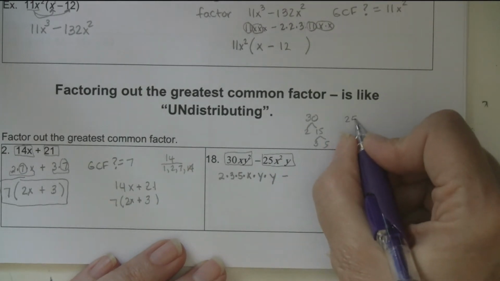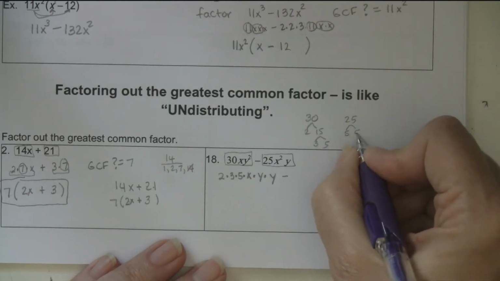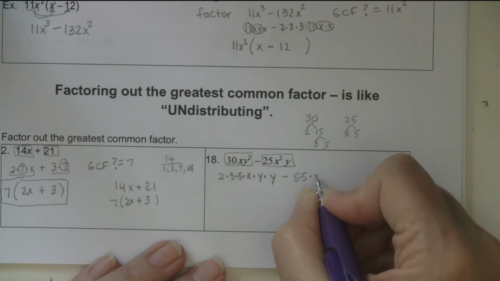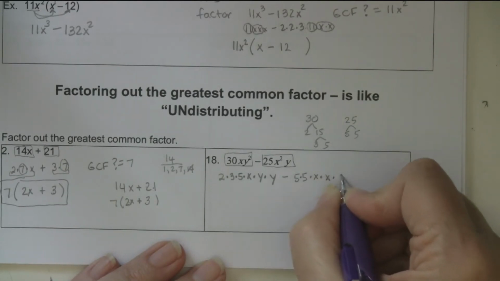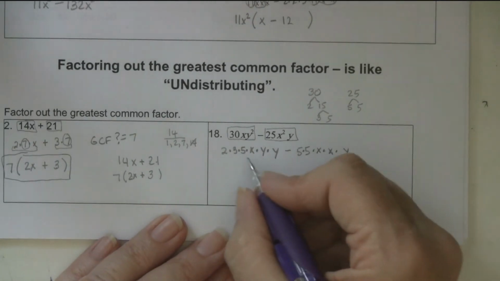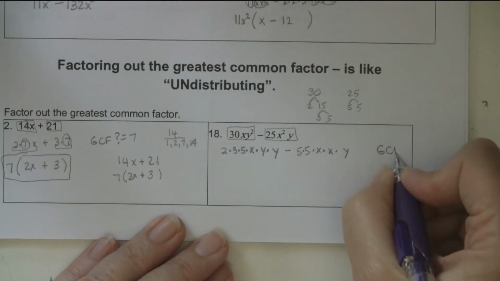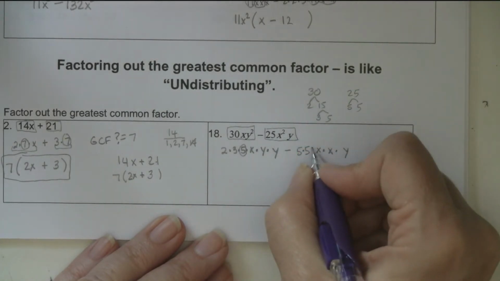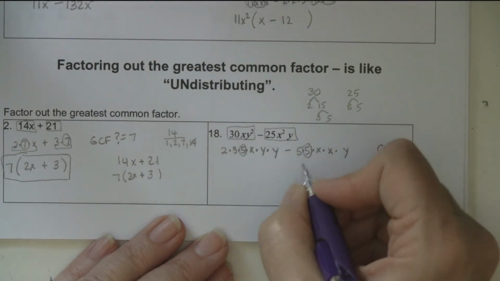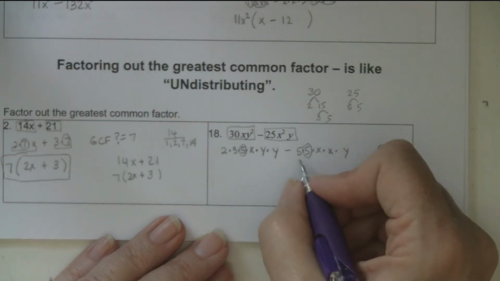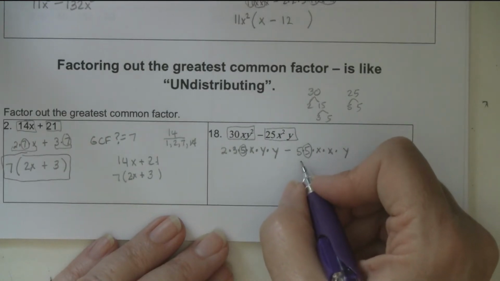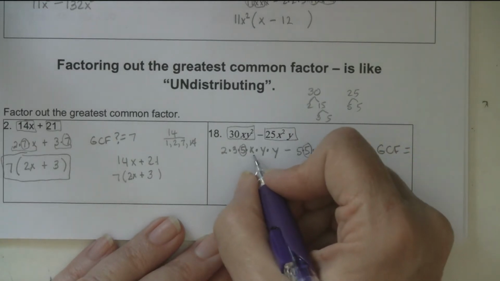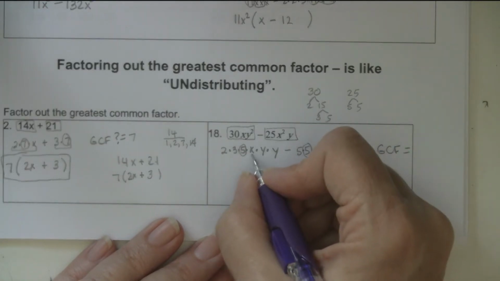25 is just 5 times 5, times x times y. So what do they have in common? What is the greatest common factor? Well, you can circle what they have in common. They have a 5 in common, and it doesn't matter which 5 I circle. I circled the second one here, I don't know why, it doesn't matter, and you could have circled the first one. They have a 5 in common.